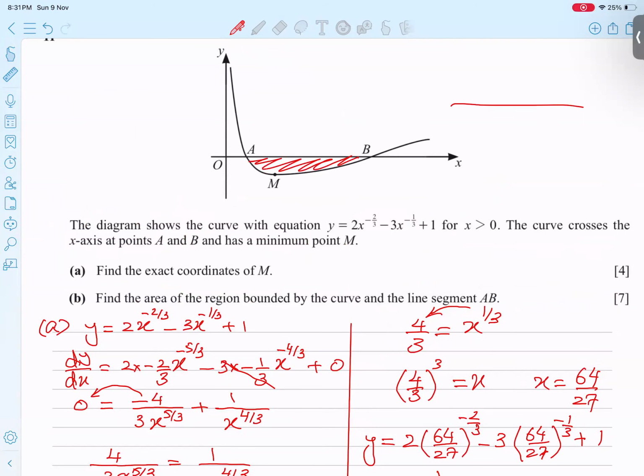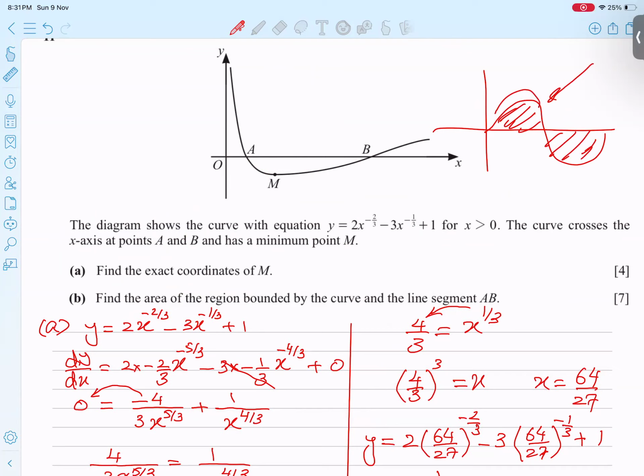If the curve is above the x-axis, we get a positive answer, but if below the x-axis, we get a negative answer. So it doesn't matter. We will just integrate. What is the basic criterion of integrating? If I integrate a curve, I will get this area. This is the basic rule: from the curve to the x-axis.